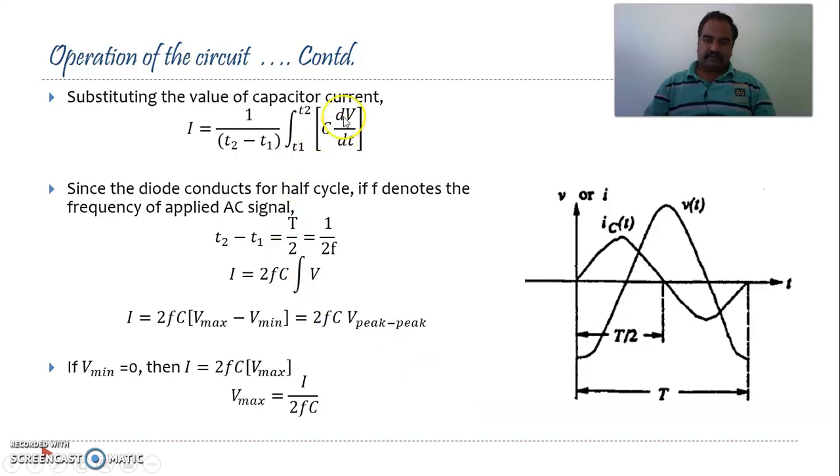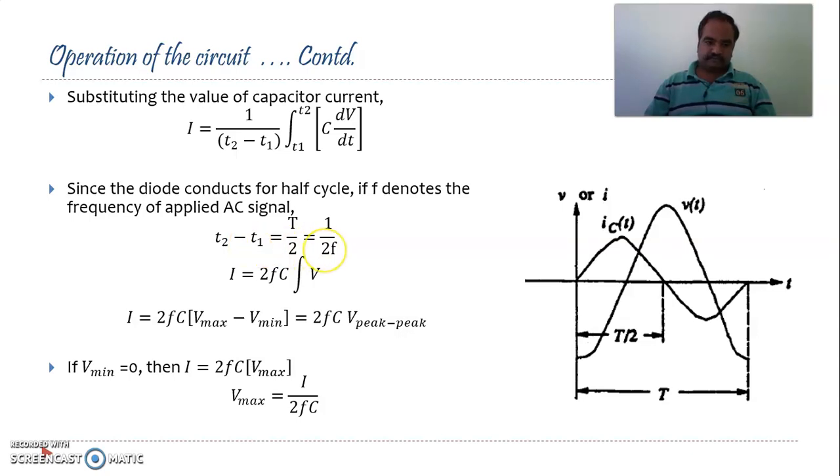Now, if you substitute the value of IC as C dV/dt, and T2 minus T1 is nothing but one half cycle, which I have taken as T/2, which is 1/2f, then the current I is equal to 2fC times the integral of V, where V is the voltage being applied. This means that if you integrate V over the duration of your half cycle, it will be varying between V max and V minimum.